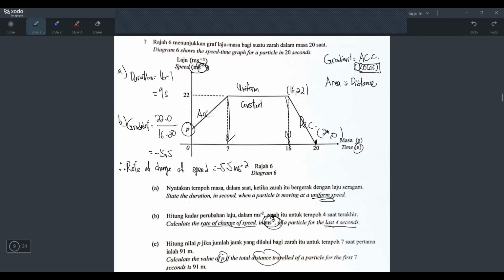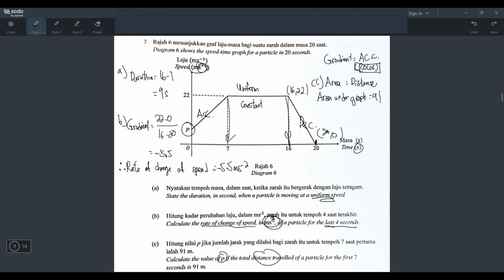Distance. You see, I write it here already. In a speed-time graph, how do you find distance? Using area, right? So for your working, how will you do it? They say the distance travelled in the first second is 91 meters. It means the area under the graph is 91 meters. That's what it means.